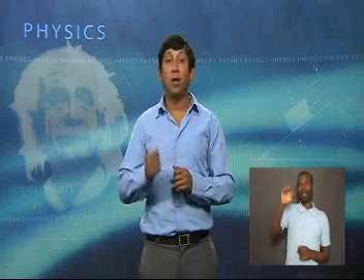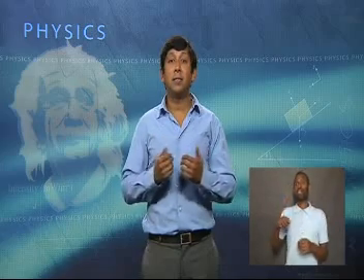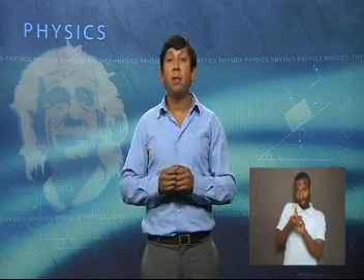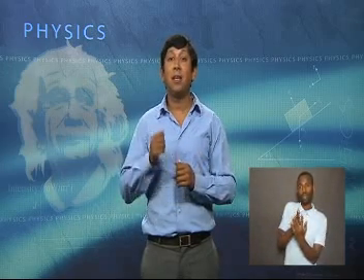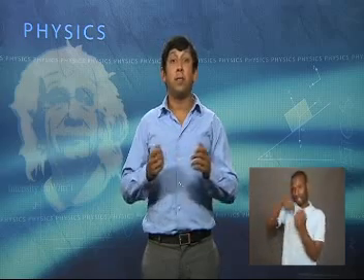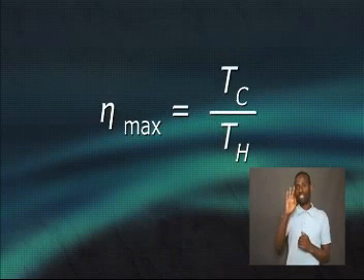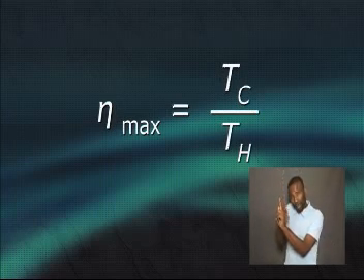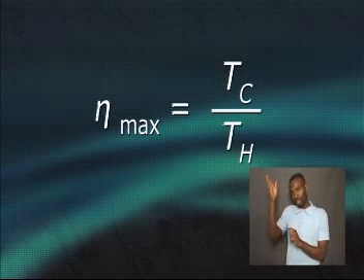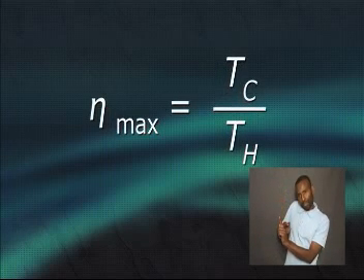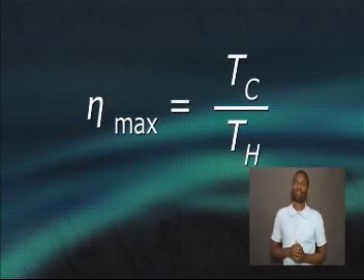The maximum theoretical efficiency of a heat engine is determined by the difference in absolute temperature between the heat source and the heat sink. This can be represented as maximum efficiency equals 1 minus the absolute temperature of the heat sink, Tc, over the absolute temperature of the heat source, Th.